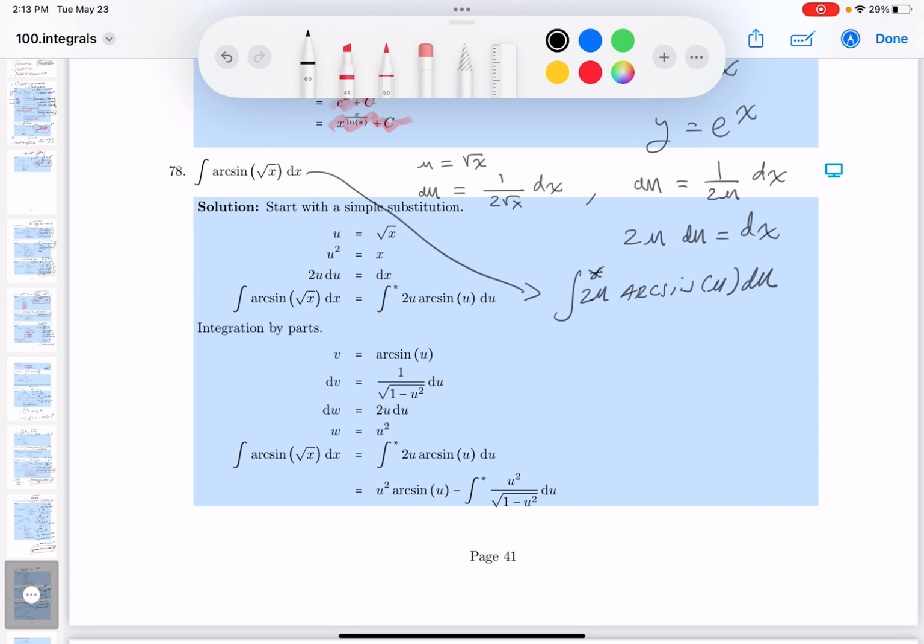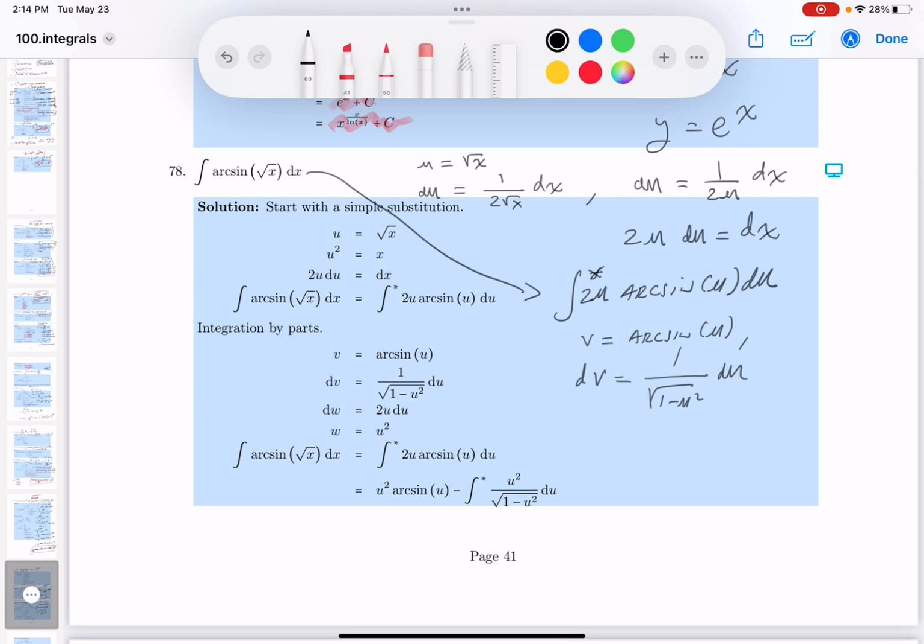Now granted, I can't say it's gotten any better, but I did get rid of that peculiar argument for the arcsine, which is the root of x. What I do probably now is integration by parts. And let's go for that. To do that, I got to write certain things down. So I'm going to say v equals arcsine of u. And if I do that, dv is not that bad to do. It's 1 over the square root of 1 minus u squared du.